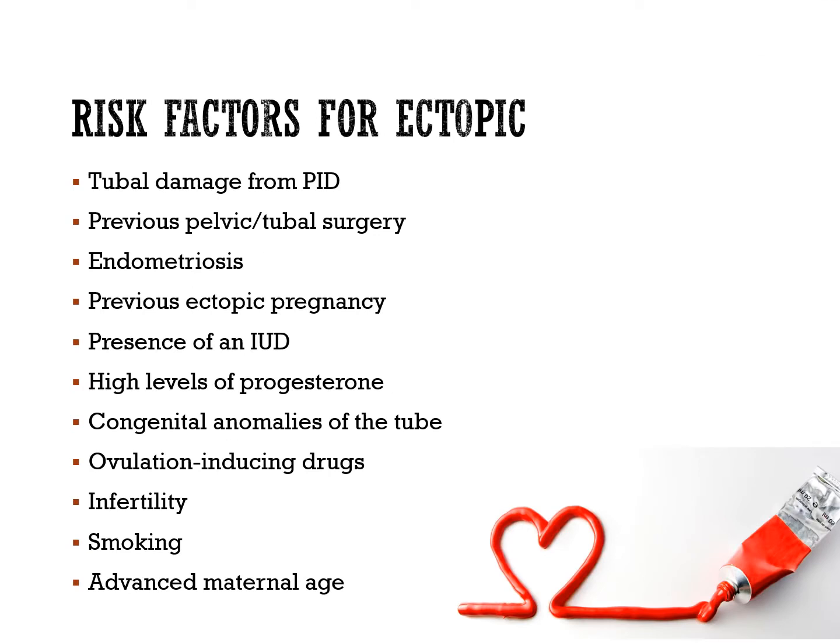So risk factors for an ectopic pregnancy: tubal damage from pelvic inflammatory disease, previous pelvic or tubal surgery, infertility treatments, endometriosis. Endometriosis is where that lining sloughs off and goes into other parts of the body. Previous ectopic pregnancies, presence of an IUD, high level of progesterone so that it slows that egg motility from the fallopian tube, congenital anomalies of the tube, smoking, and advanced maternal age can be a risk factor.